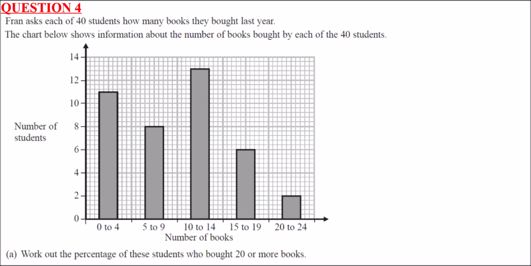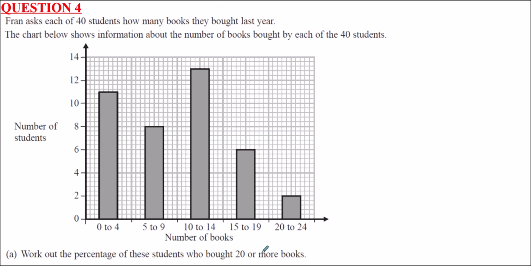Question 4 is this diagram here. So we've got a bar chart. Franz asked 40 students how many books they bought last year. So this chart is showing information about the number of books they bought by 40 students. Work out the percentage of these students who bought 20 or more books.